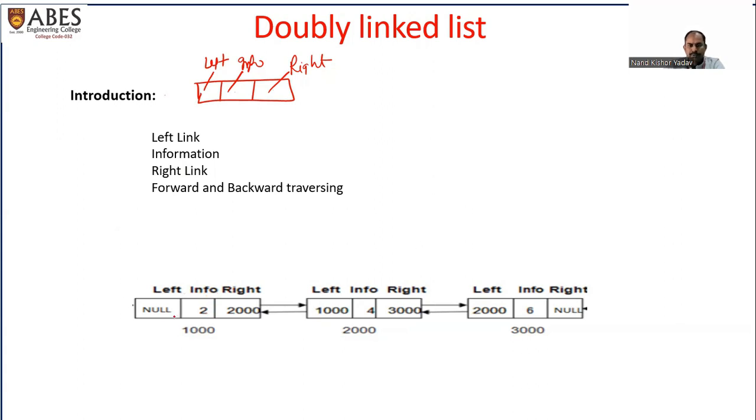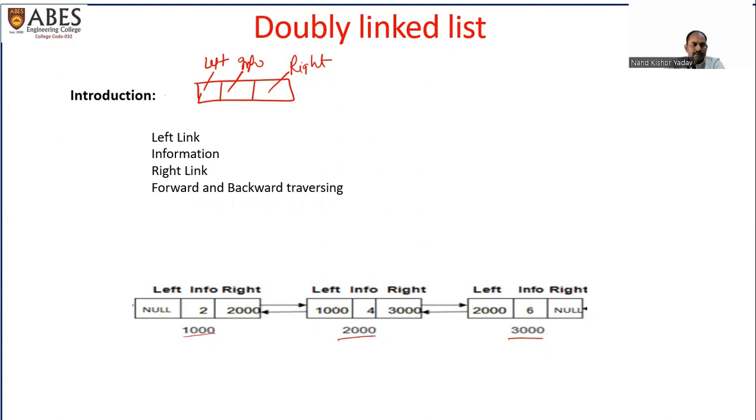We have taken three nodes here. The address of the first node is 1000, the address of the second node is 2000, and the address of the third node is 3000. The left pointer contains a null value because there is no left node or previous node for this node. The information value we put here is 2. The right pointer contains 2000 because the next node for this node is 2000.